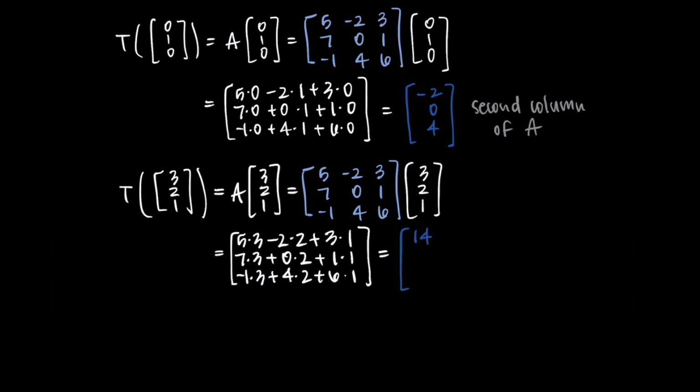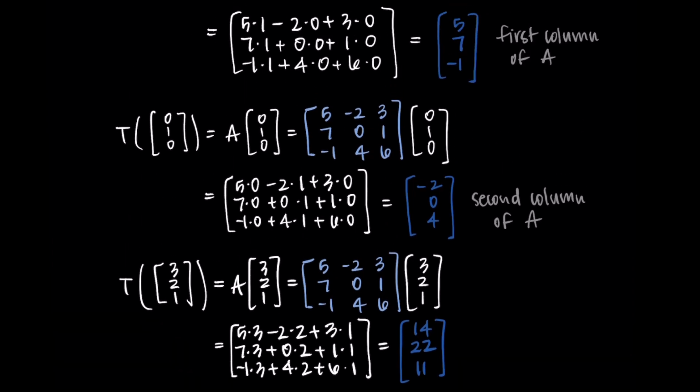Now, when I put these numbers all together, I'm getting 15 minus 4 plus 3, which is 14. Then I'm getting 21 plus 0 plus 1, so 22. And then negative 3 plus 8 plus 6, which is 11. So 14, 22, 11 is my final answer for the vector.